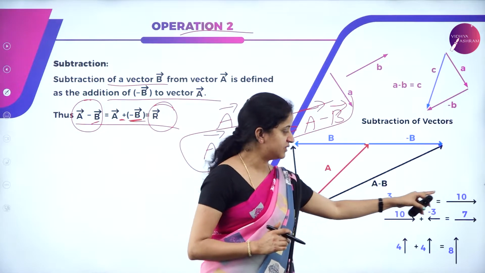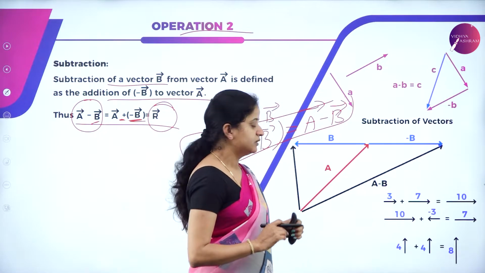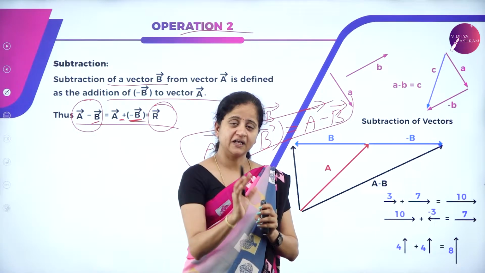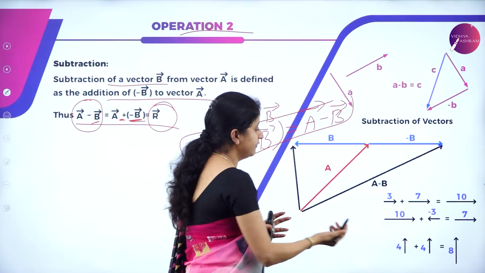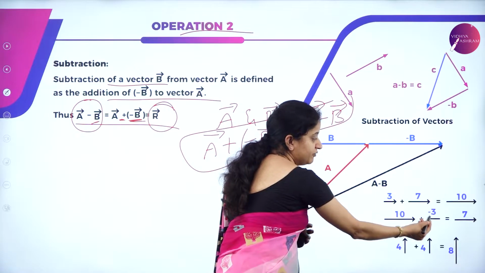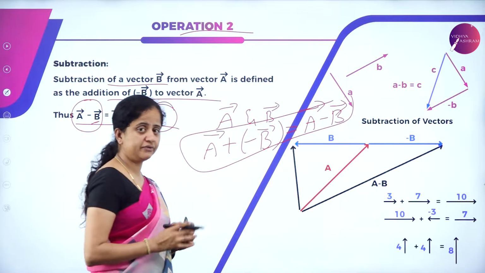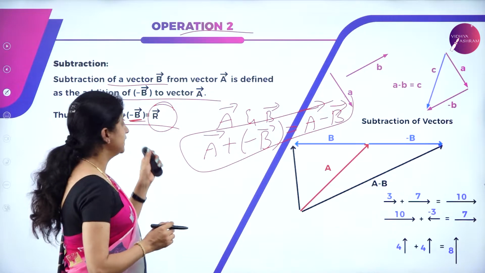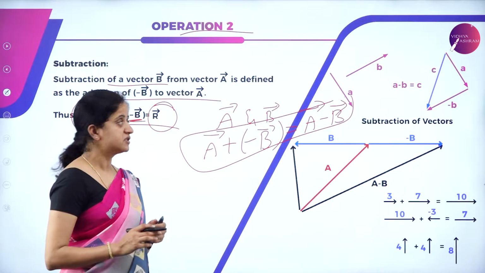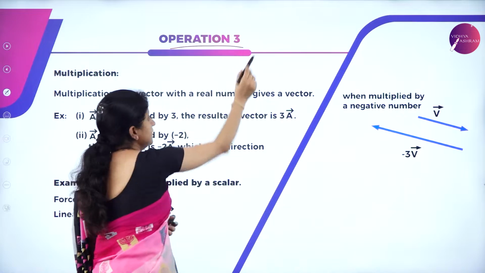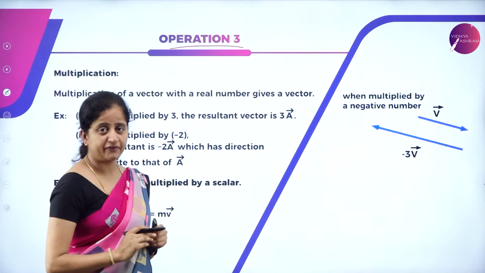We know 3 plus 7 is equal to 10. So to subtract 3 from 10, what do I have to do? I have to add the negative of 3 to 10, which will get me 7, the value 7. That is how we need to subtract the values in case of vector subtraction. So next we have operation 3, that is multiplication of vectors.